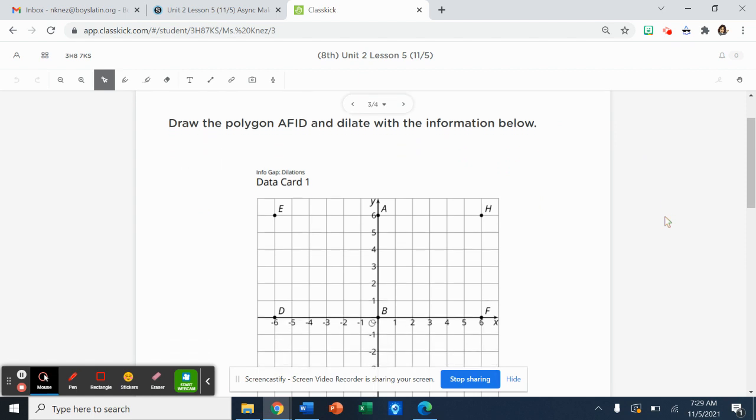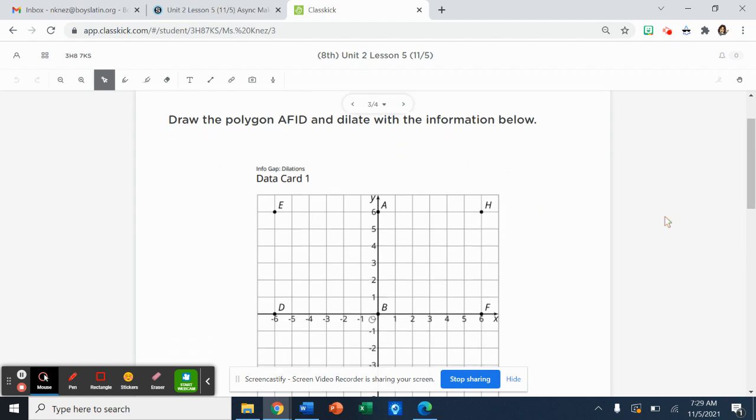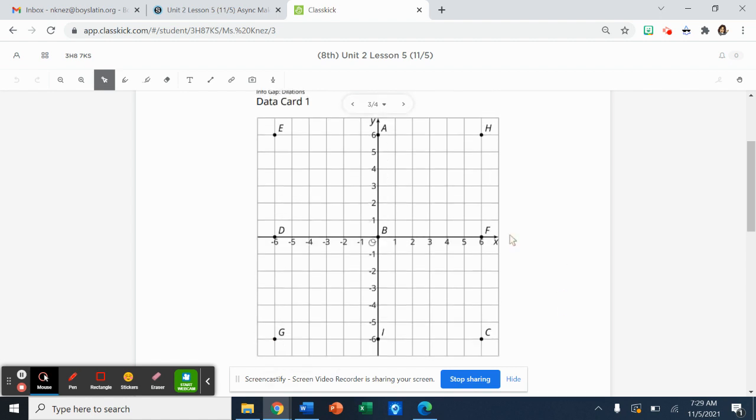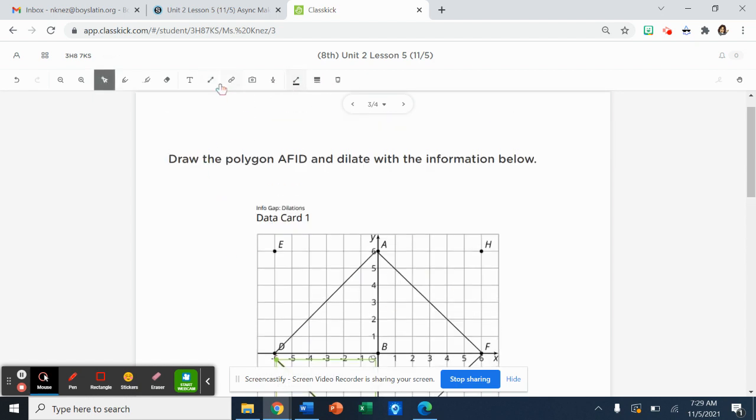So on slide 3, it tells you to draw the polygon AFID and dilate with the information below. So the first thing that we're going to need to do is actually create AFID by connecting the points A to F, and then we'll need to draw another line segment to connect F to I, and another line segment to connect A to D, and another line segment to connect D to I. So now we have the polygon AFID because it tells us here that that is the polygon we're dilating.